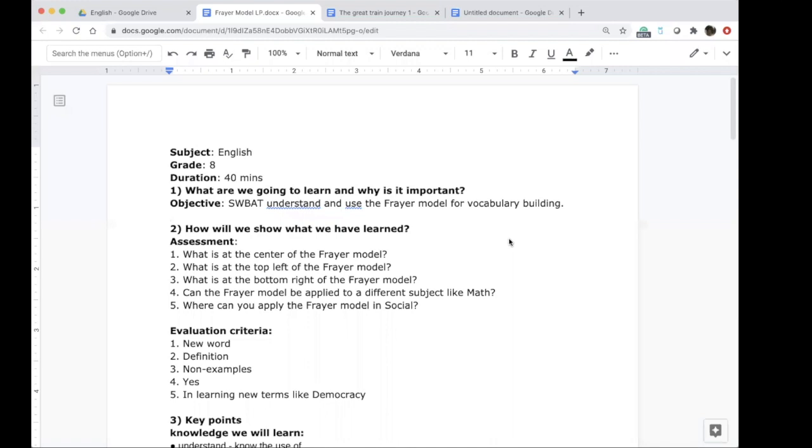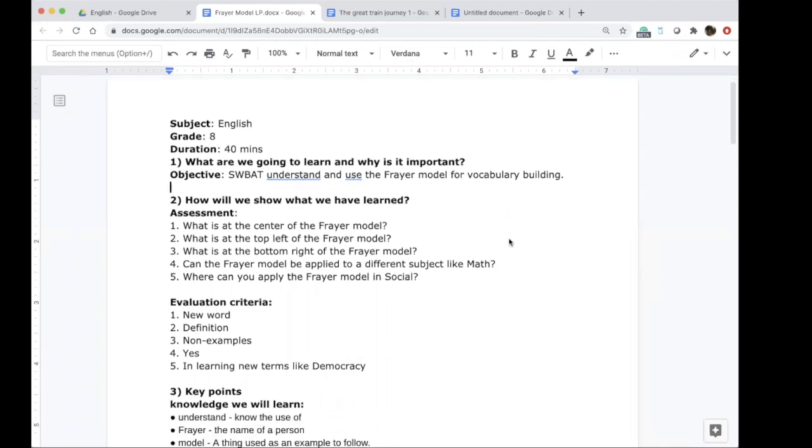Some of these words, we don't know the meaning of. So we will try to understand the meaning of these new words, so that next time we will also know the meaning of these new words. So that is vocabulary. And today we will learn a method to improve our vocabulary, to increase the number of words that we know in a particular language. Okay.